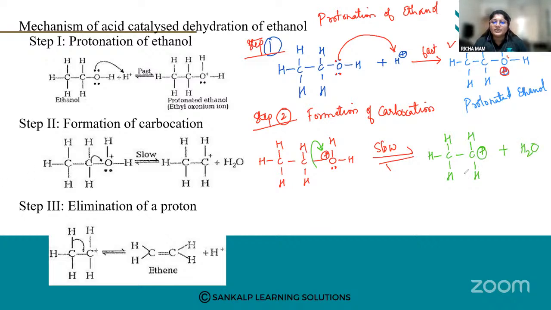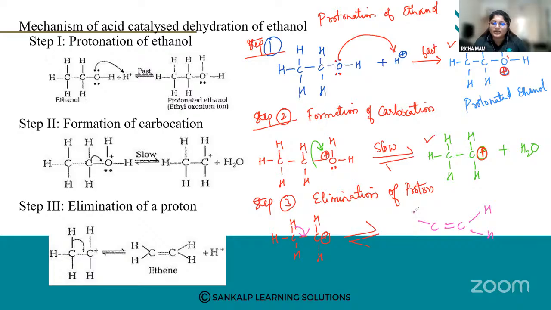Next step, we have to balance the charge, we have to do the rearrangement. So the next step is elimination of proton. Again we write the same: H, C, H, H, C, H, H plus. This will undergo rearrangement and you are going to get an alkene, plus H plus is given out. So this is the mechanism of acid catalyzed dehydration of ethanol.